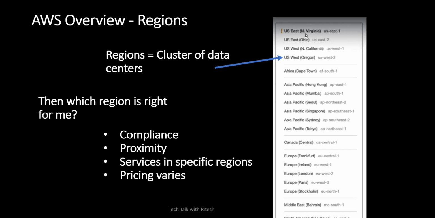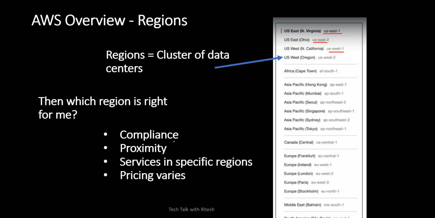So for example, US East Northern Virginia, which is us-east-1, is a region. Let me enable the pen because I really want to highlight it. So this is the region. There is no alphabet here, right? The US East 1. This is a region. And US East Ohio is another region. This is another region, this is another region, right? These are the regions.